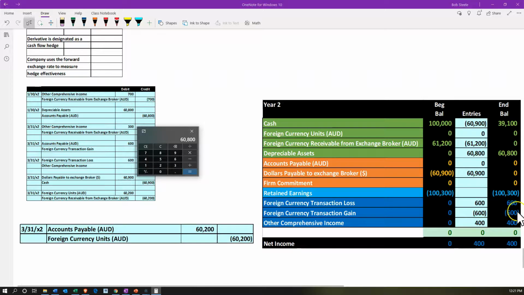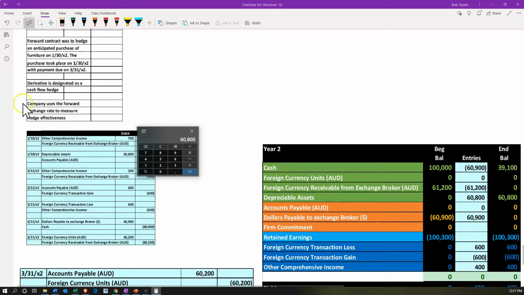And then again, on the income statement, one of the major components you want to consider is how that other comprehensive income was used, due to the fact that the derivative is designated as a cash flow hedge.